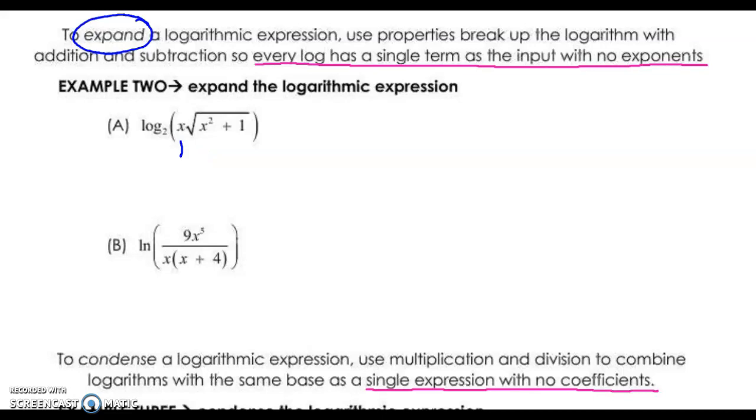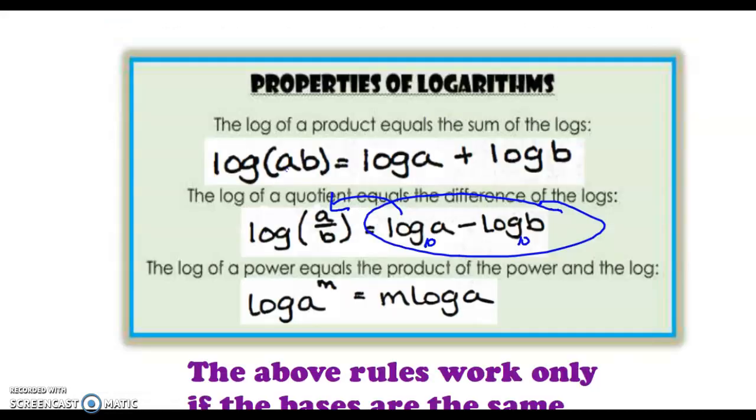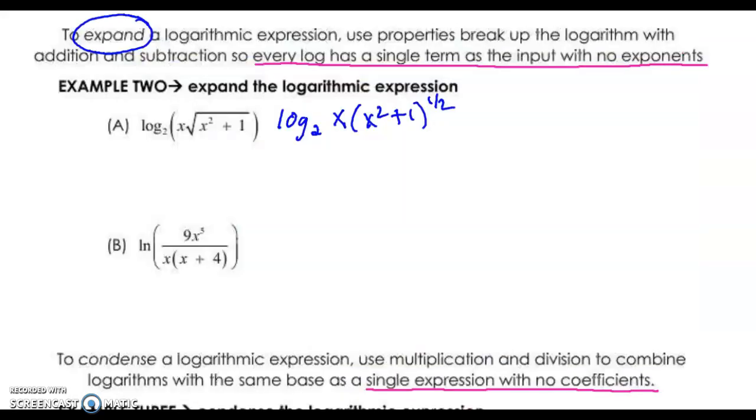So what we're going to do is we're going to use those properties. The first thing I'm going to do is rewrite that radical as an exponent, okay? So I'm going to rewrite this as log base 2 of x times x squared plus 1 to the 1/2 power, okay? Because now, if you look back at the properties, I can take that 1/2 and throw it in front. So I'm getting rid of that exponent.